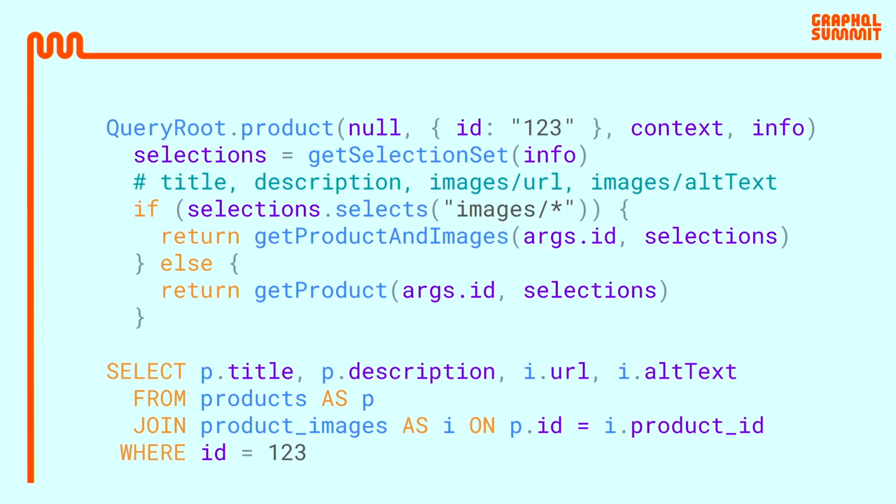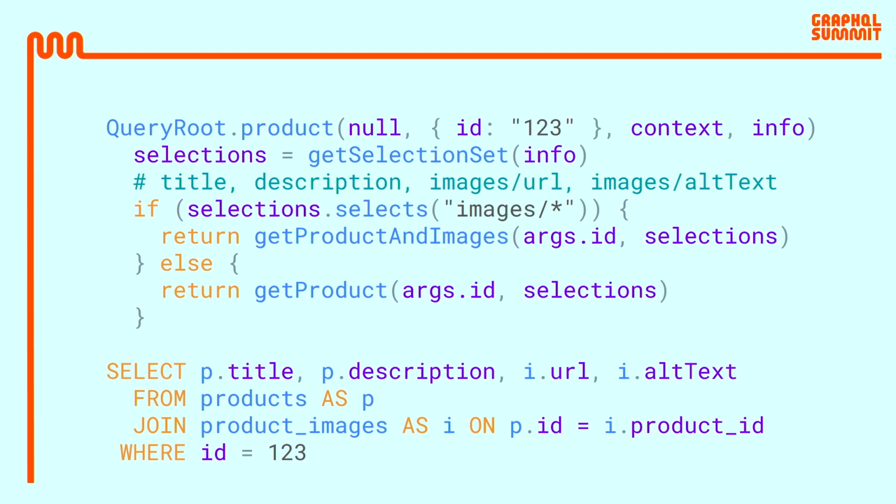We have the parent object, which is in this case null. We have the arguments, so ID 123. We have our GraphQL execution context. And the fourth argument is commonly overlooked. It's called the info or GraphQL resolve info. It contains a lot of metadata about where we are in the execution tree. And one of those things in that object is the selection set. So it tells you what fields are selected.